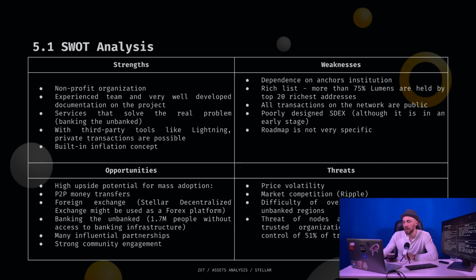Opportunities: high upside potential for mass adoption. P2P money transfer market is huge. Foreign exchange, Stellar decentralized exchange might be used as a forex platform. The market for this is huge as well. The number of unbanked people is almost a billion again. Many influential partnerships, that's true. Strong community engagement, yes. And threats: price volatility, that is currently liable to any project that exists in the market right now.